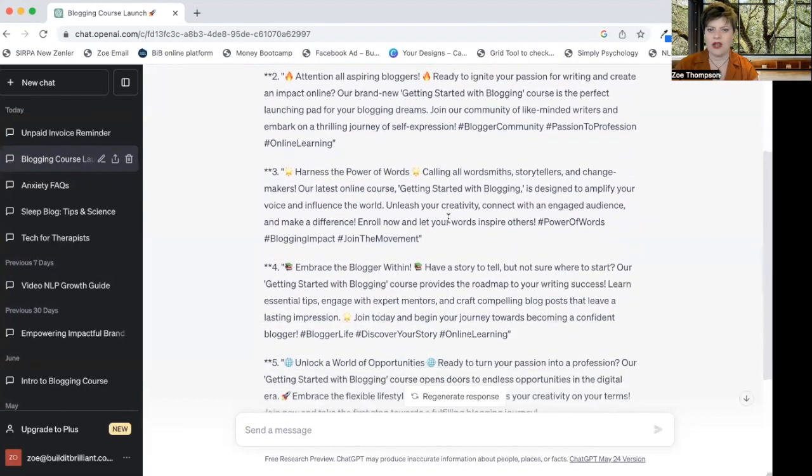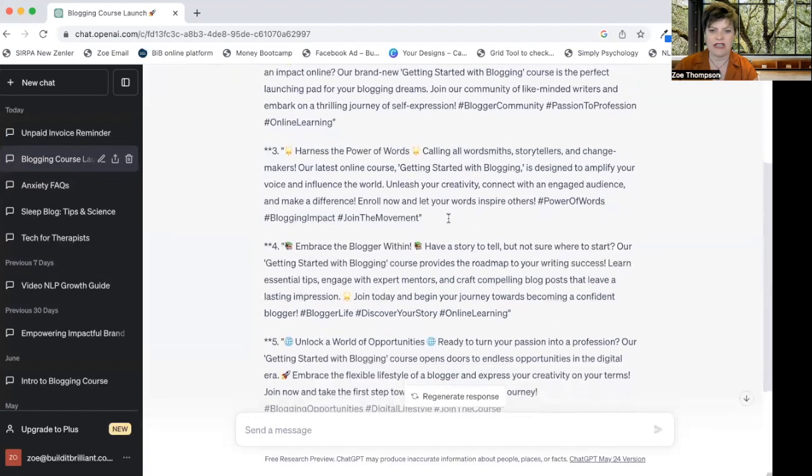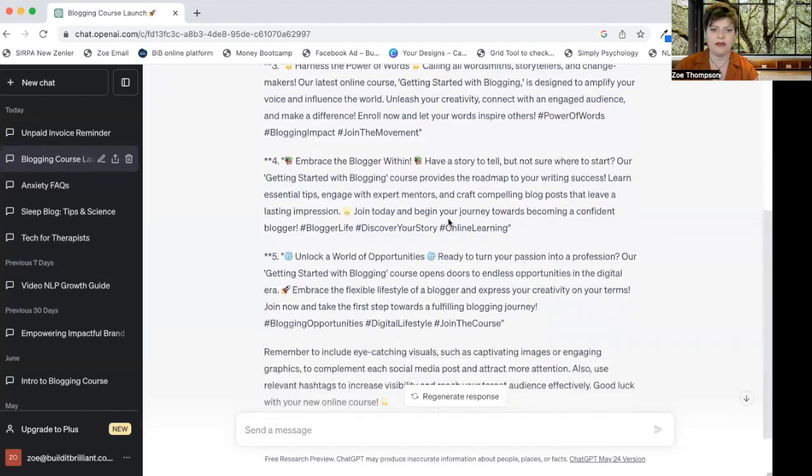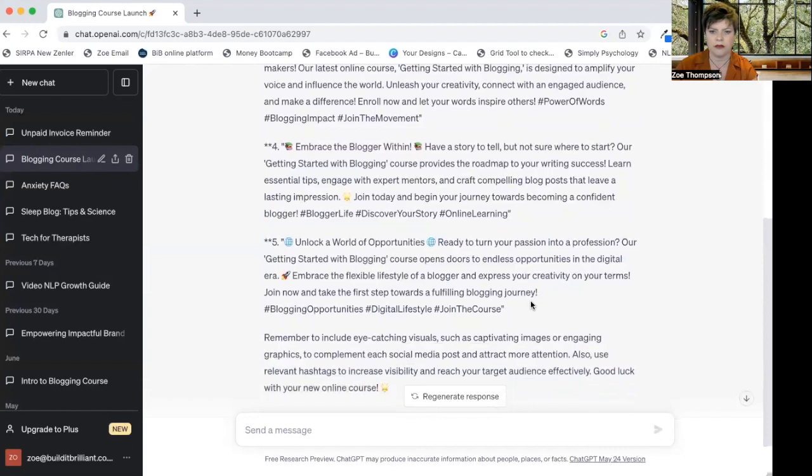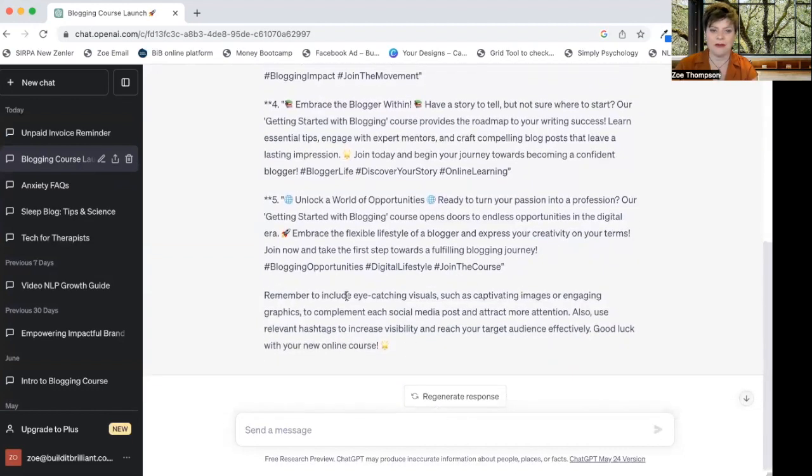But there's loads of this that is really fantastic and stuff that I'd have spent absolutely ages sitting and thinking about. I love that it's given me five different ones. I could potentially take little bits of each of them and come up with some ones that I can put together. And it also gives you some advice.